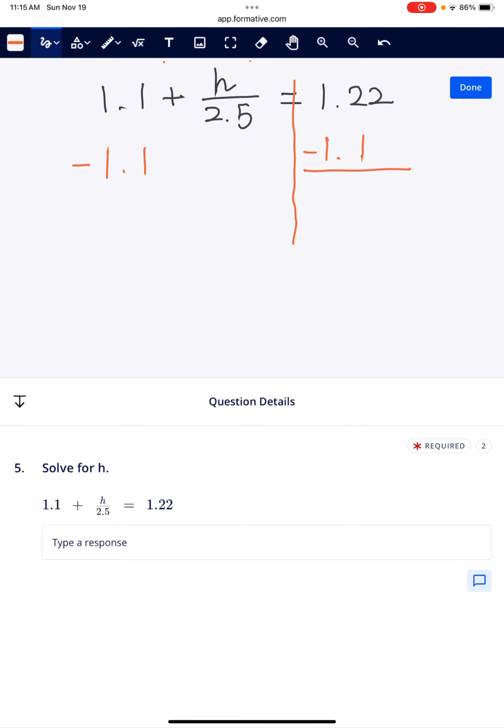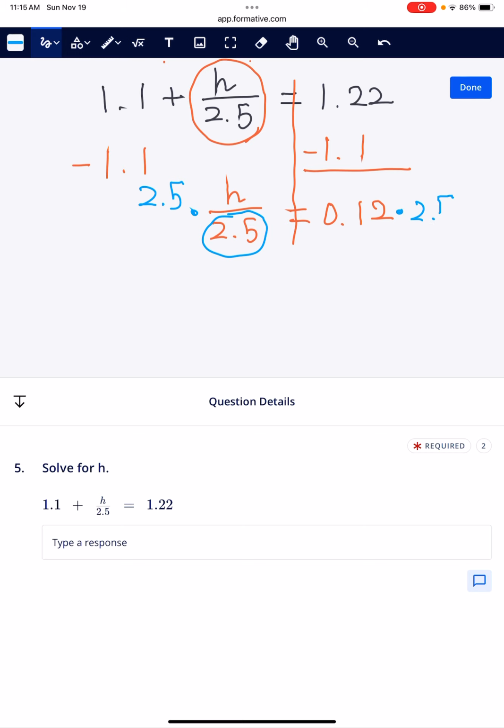On the left side, you'll be left with just the variable term, which is h over 2.5. 1.22 minus 1.1 will get you 0.12. Now you need to get rid of the bottom denominator, 2.5. So you need to multiply both sides by 2.5. So 2.5 cancel each other. You'll have 0.12 times 2.5.